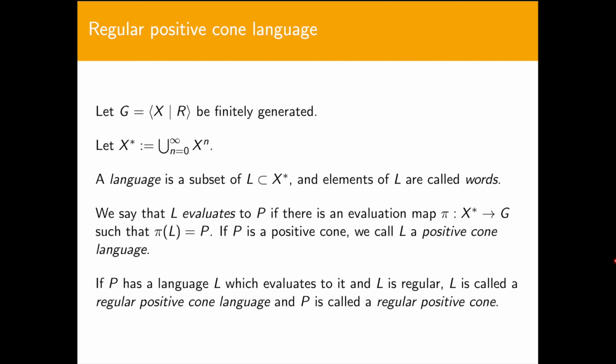Now we say that L evaluates to P if there's an evaluation map pi from X star, so all the words over X, to G, such that pi of L is equal to P. So you have words over the generators of G, which map to G. So for example, x inverse maps to x to the minus 1. And we just want a collection of words which map to P. Now, if P is a positive cone, we call L a positive cone language. Furthermore, if P has a language L which evaluates to it and L is regular, then L is called a regular positive cone language, and P is called a regular positive cone.